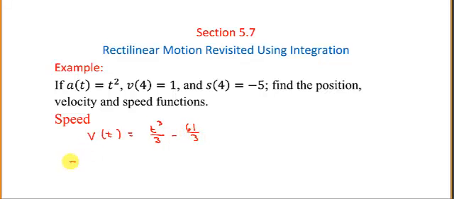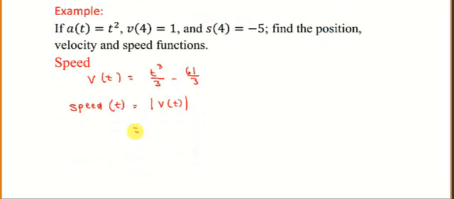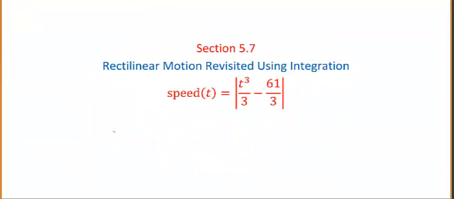The speed function is the absolute value of the velocity function. So that's going to be the absolute value of t to the third over 3 minus 61 thirds. And here would be the speed function. Okay, and there we have it.